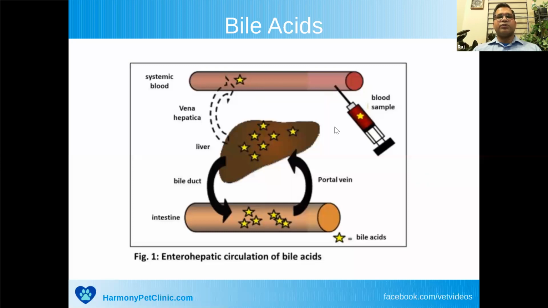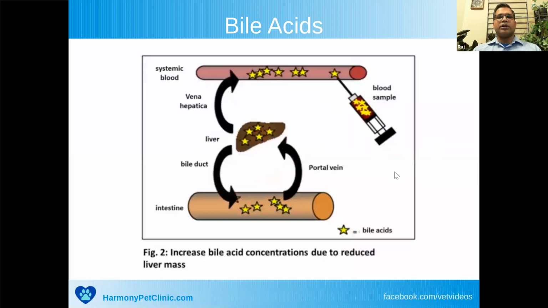There are some conditions where these will be increased in the systemic blood. One is decreased liver mass, in other words, if the liver is not functioning. It will release the bile acids into the intestine, they will be absorbed back into the portal vein and taken back to the liver. But because the liver is not functioning, it will not be able to recycle these quickly. So they will leak out into the systemic circulation, and we'll see them increased after fasting and after feeding. This is because of decreased liver function.